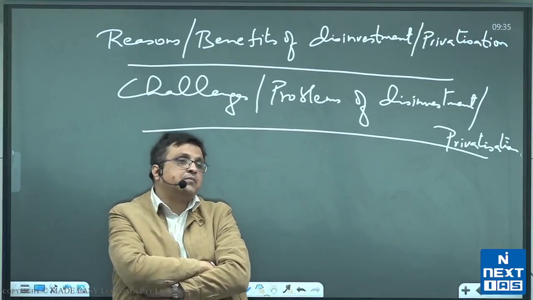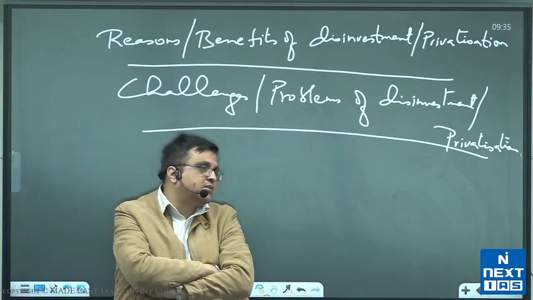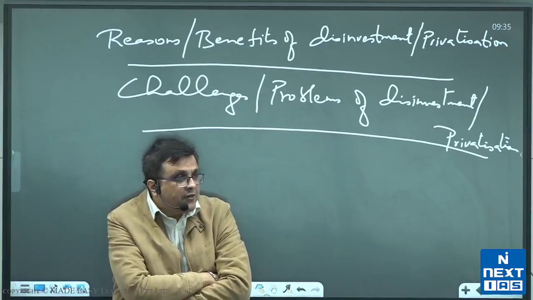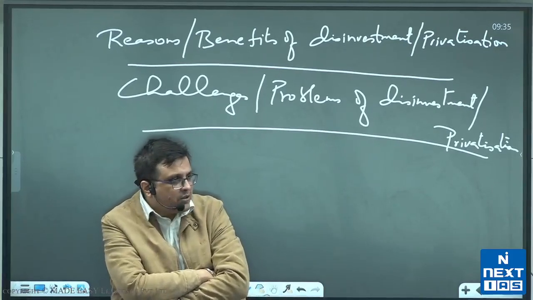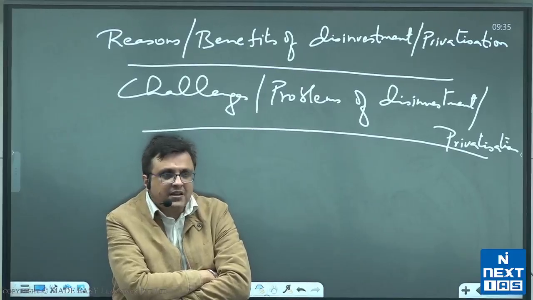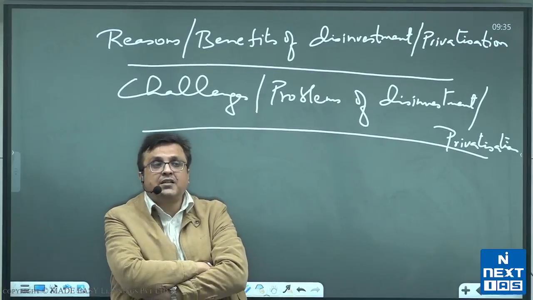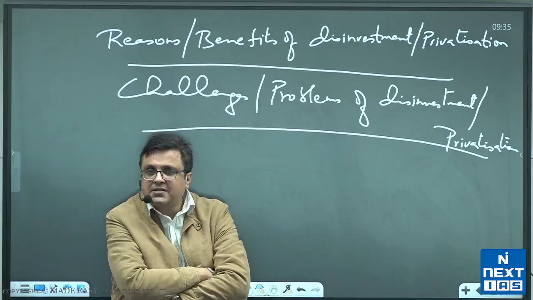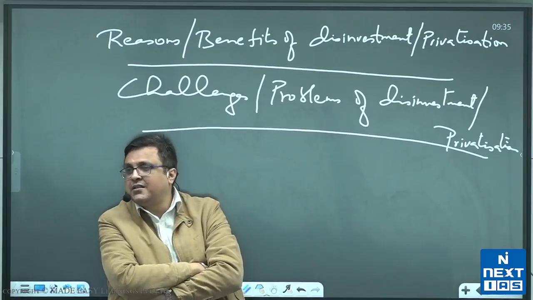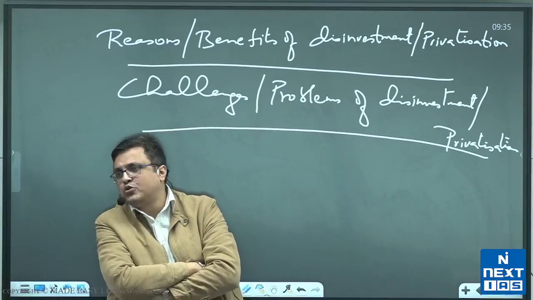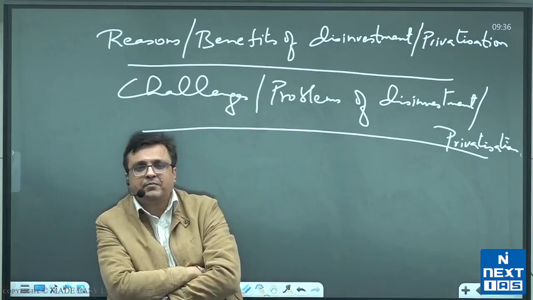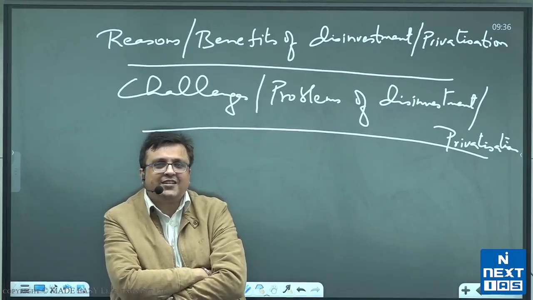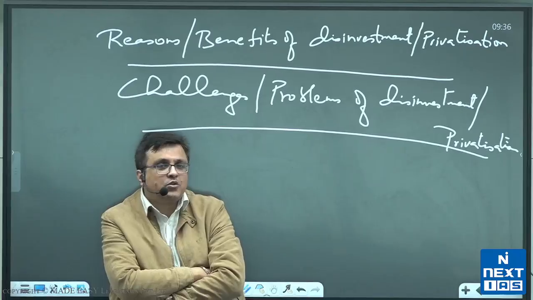Why? Because when I'm disinvesting as a government, I'm selling an asset. If I am selling an asset, I should replace it by another asset. You understand that? If I'm selling my asset and I'm not replacing it by other assets, I'm compromising on my future production capacity. It's like selling utensils to watch a movie, no? One day the utensils will get over. So you can't do that.